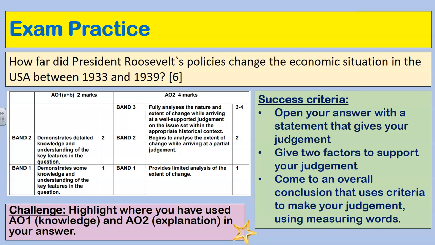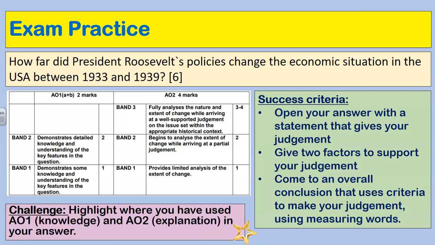So if we're saying that it changed the economic situation, you can use similar criteria to what we were using before. So did more people have jobs? Did more people have more money? Were people supported if there were economic hardships? Did everybody experience progress? Okay?